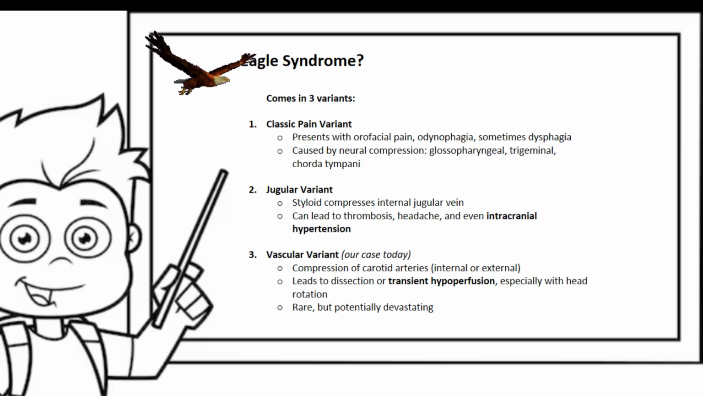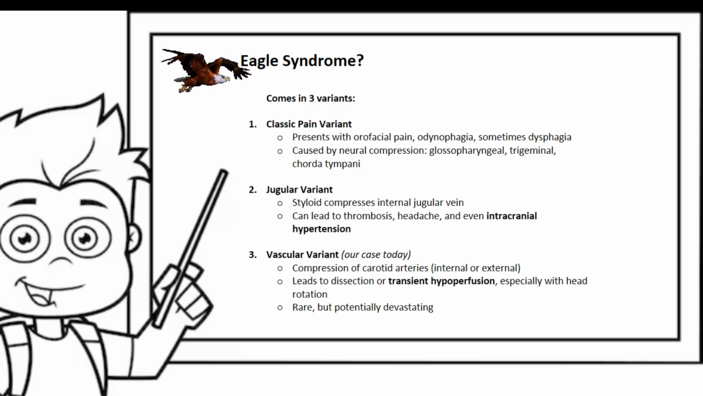There are 3 flavors of Eagle syndrome, and they include 1, the classic pain variant, 2, the jugular variant, and 3, the vascular variant, which is our case today. The classic pain variant presents with orofacial pain, odynophagia, which is painful swallowing, and sometimes dysphagia, which is difficulty in swallowing. It is caused by neural compression of the glossopharyngeal, trigeminal, and/or the chorda tympani. For the jugular variant, we have the styloid process compressing the internal jugular vein, and this can lead to thrombosis, headache, and even intracranial hypertension.